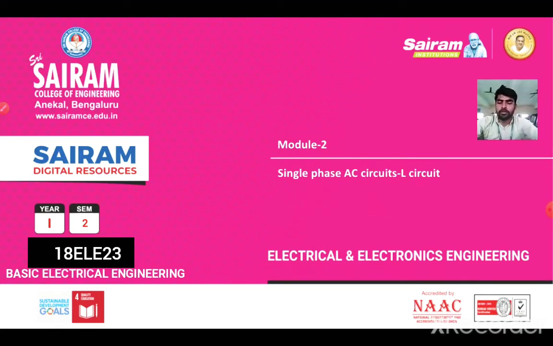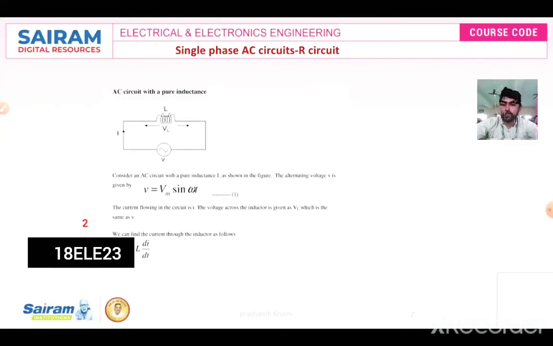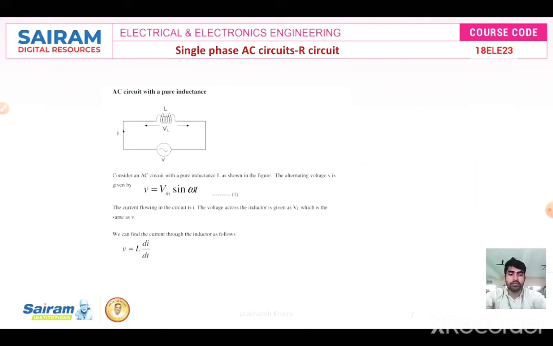So this concept is common for all the engineering branches. See, one by one derivation of an L circuit. See the circuit diagram. Pure inductance connected across AC supply, that is V is equal to Vm sin omega t. Equation number 1 I have taken, okay? So supply voltage is V is equal to Vm sin omega t.